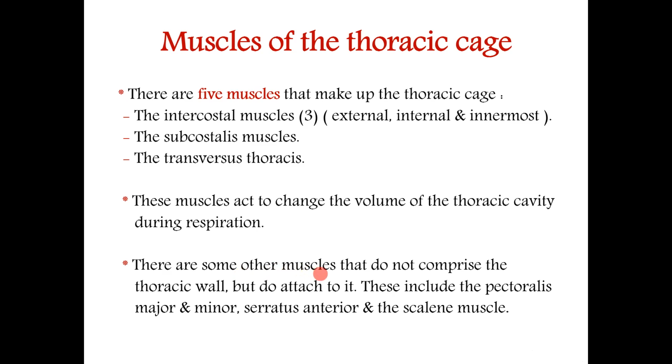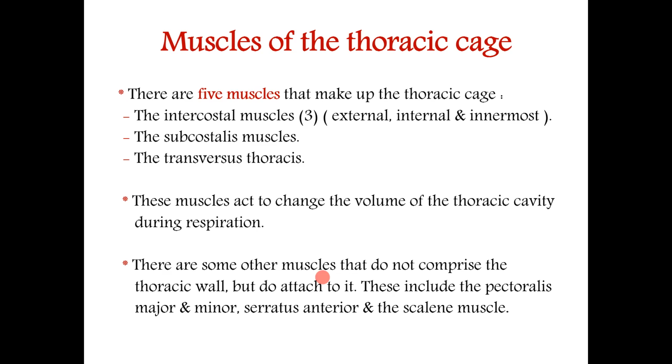The five muscles we mentioned are the ones that form the thoracic wall. But in addition to these five muscles, we have other muscles. They are attached to the thoracic wall but are not part of the thoracic wall. They take attachments to the sternum and the costal margin, but they are related to the upper extremity, to the upper limb.